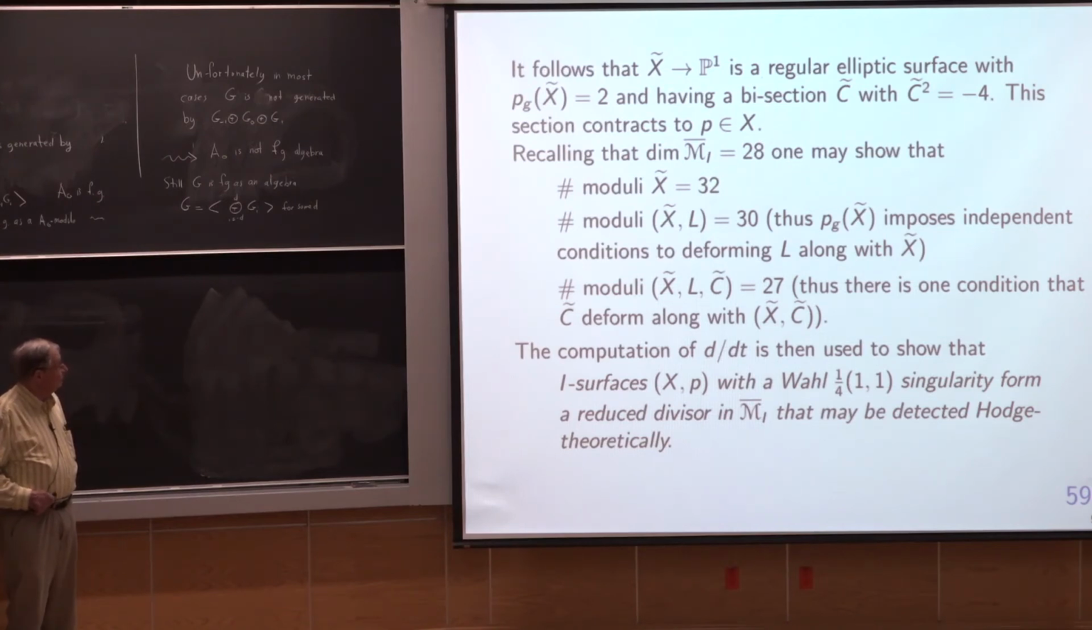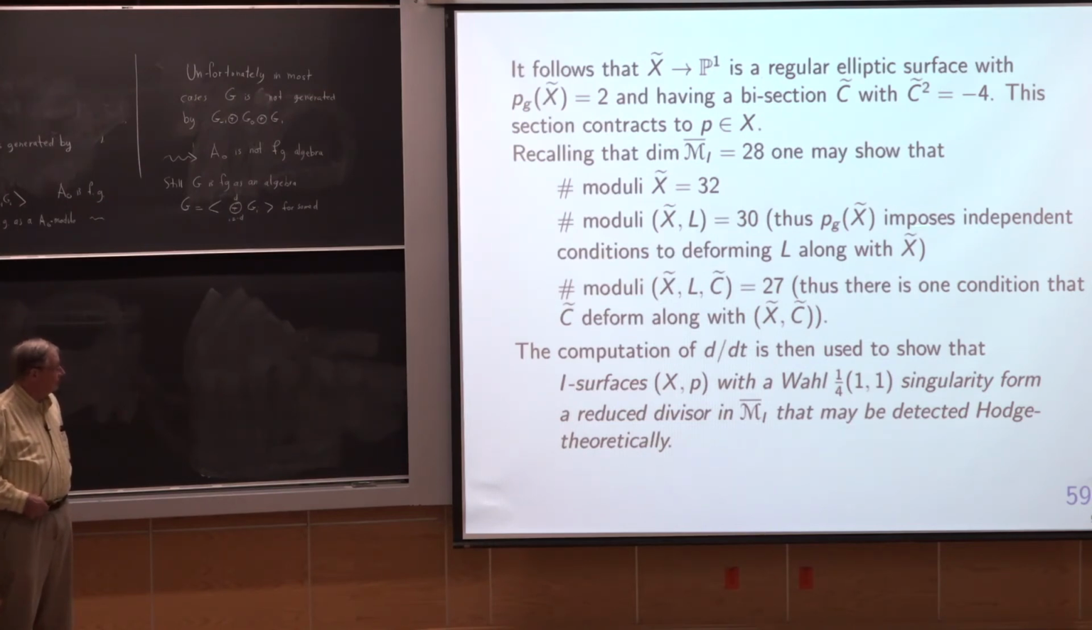Keeping the line bundle that comes from this bisection, the thing that contracts to the singular point, keeping the line bundle costs two conditions. Under the Lefschetz 1-1 theorem, the number of conditions for a cohomology class to be a Hodge class of a line bundle is generally equal to the PG of the surface. Not always, but that's an upper bound. In this case, it's realized. So to keep this line bundle, you lose two moduli.